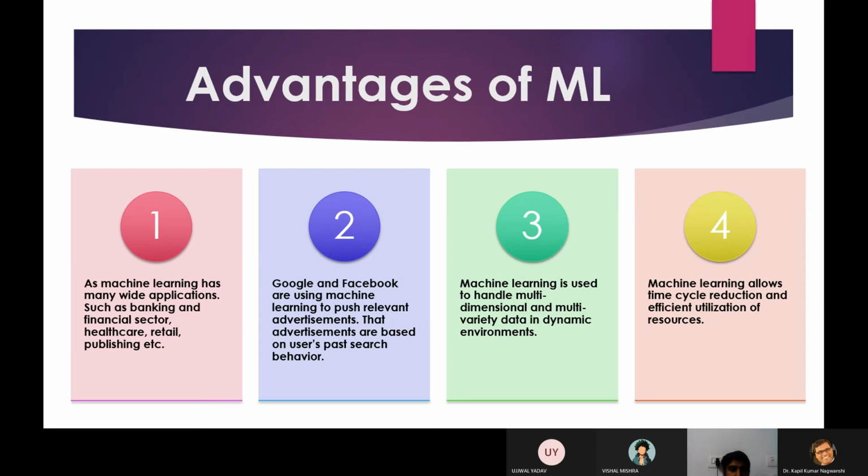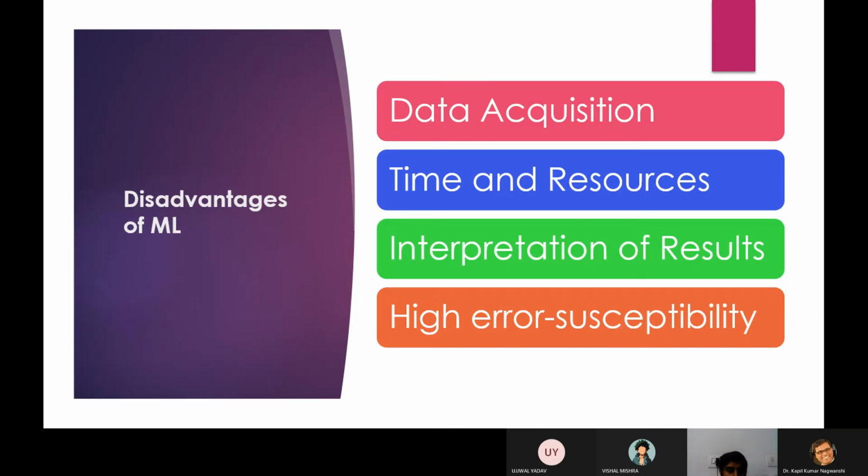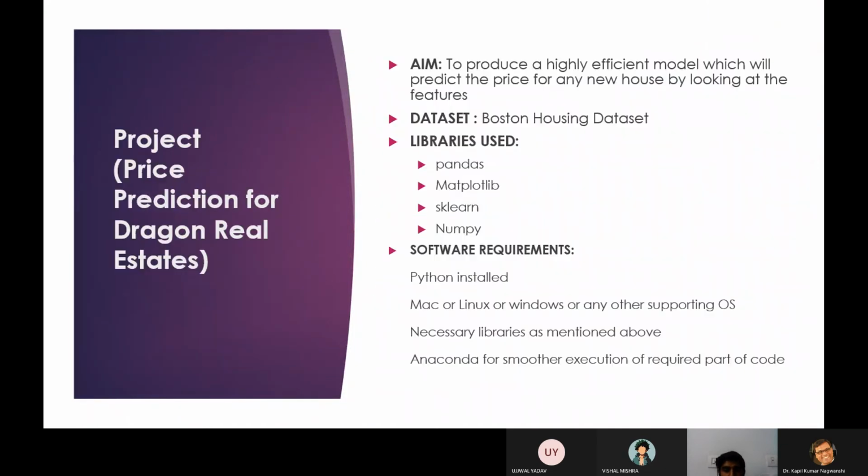Here are some advantages of ML. Machine learning has many wide applications such as in the banking and financial sector, healthcare, retail, publishing. Google and Facebook are using machine learning to push relevant advertisements. Those advertisements are based on users' past search behavior. Machine learning is used to handle multi-dimensional and multi-variety data in dynamic environments. Machine learning allows time cycle reduction and efficient utilization of resources. Here are some disadvantages of ML: data acquisition, time and resources, interpretation of results, high error susceptibility.